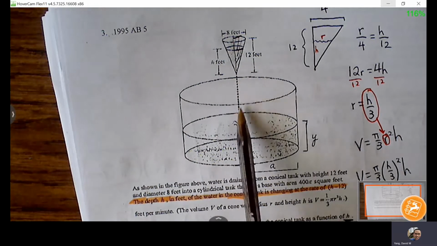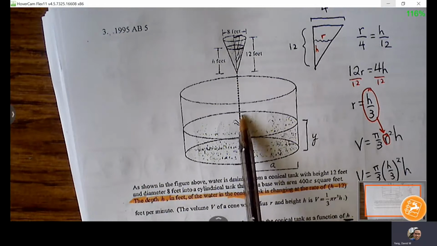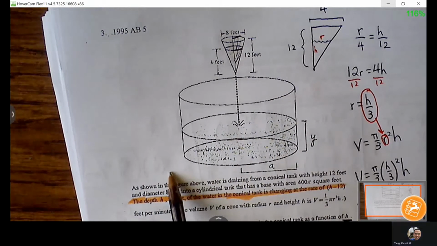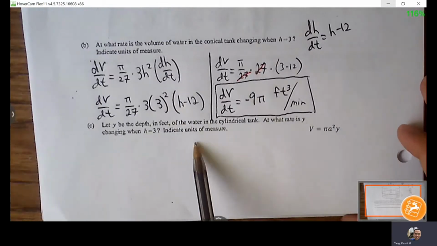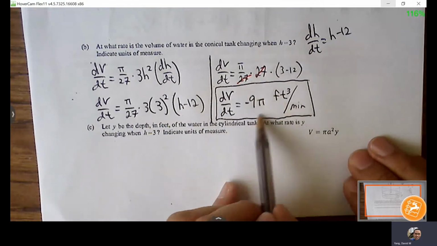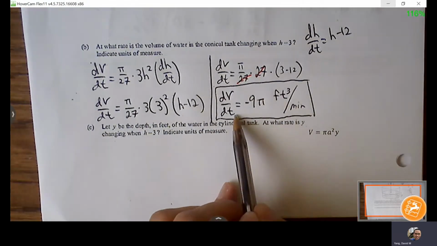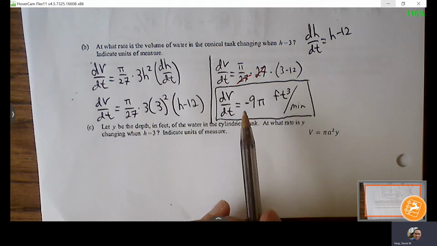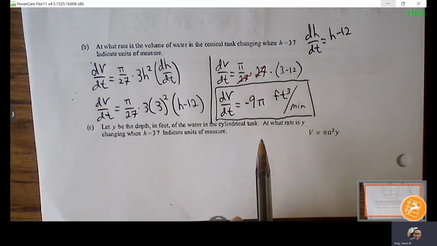It's the same amount of water leaving as it is entering the tank, right? So what do you think dV/dt is for the cylindrical tank? Be positive. Okay. So that is a slight adjustment we have to make when we get to part C. So just want to make that connection now. dV/dt for the cone is negative. The dV/dt for the cylinder is positive. The rate at which water is leaving is exactly the rate at which water is entering from one tank to the next.